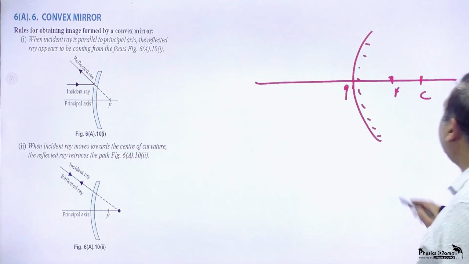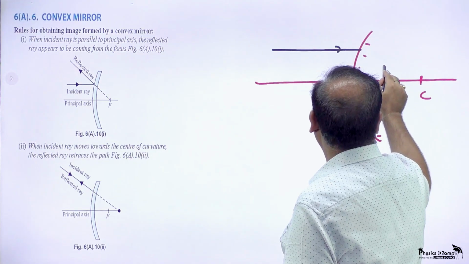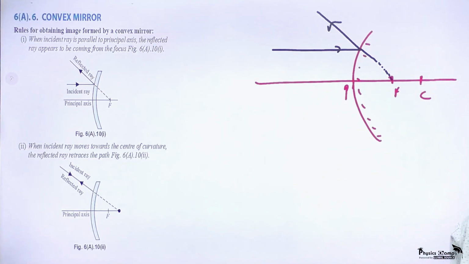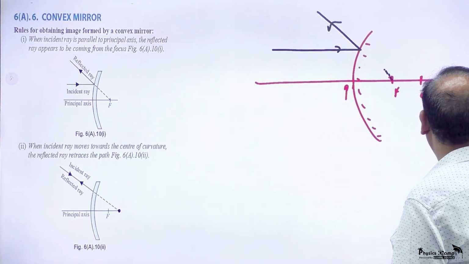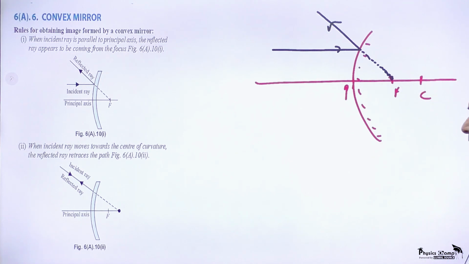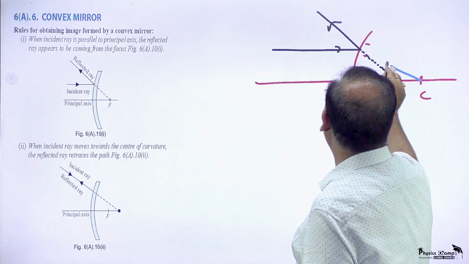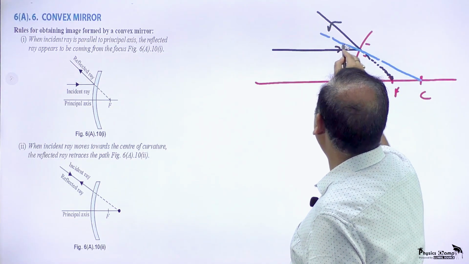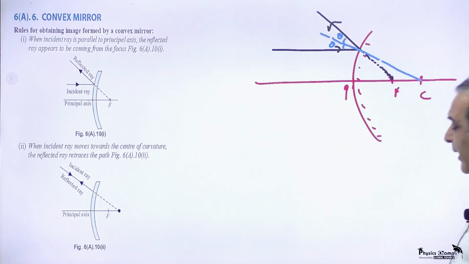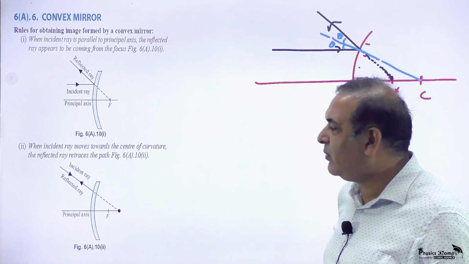And when a beam of light is incident parallel, it will appear as though it is coming from focus. So this reflected light will appear as though it is coming from focus. And also, the line that you draw from the center of curvature will actually break it into two halves. So a parallel beam of light will reflect from the surface of a convex mirror and it will appear as though it is coming from focus.